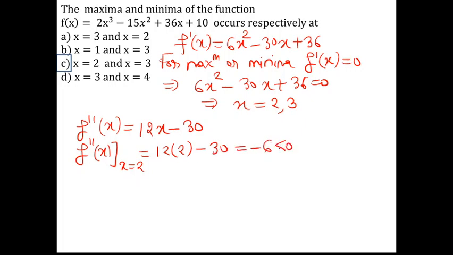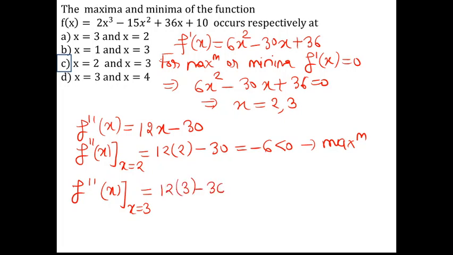And when the double derivative comes out to be less than 0, that is negative at a certain point, then over there the maxima exists. So at x equal to 2 the maxima exists. Let's see what will be the nature of the function when I take the next stationary point, that is at x equal to 3. So what we have here is 12 into 3 minus 30, that is equal to 6, which is greater than 0. So when the double derivative is greater than 0, then minima exists.